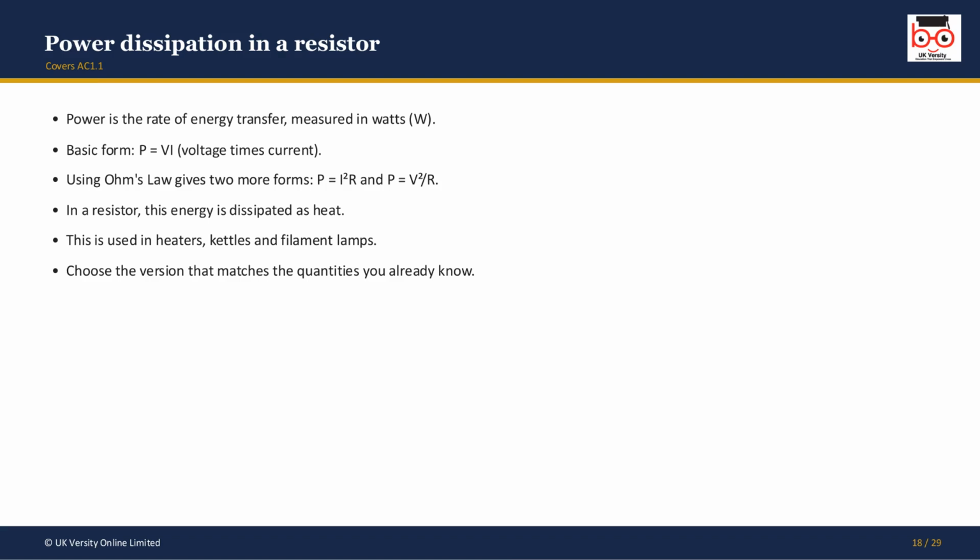Now, to power, which is the rate at which energy is transferred, measured in watts. The basic form is power equals voltage times current. Bring in Ohm's law and you get 2 more versions. Power equals current squared times resistance, and power equals voltage squared over resistance. In a resistor, all this energy ends up as heat, which is exactly what we want in heaters, kettles, and filament lamps. Just pick whichever version matches the quantities you already have.